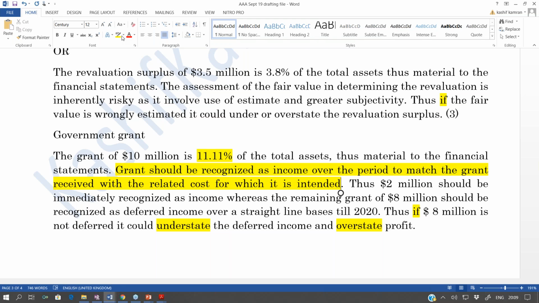Am I writing an ambiguous answer? Am I writing an incomplete answer? Or am I writing it as a very specific answer around the case study given? So how many marks have we scored so far on the numbers? 3 from the revaluation and 3 from the grant. So how many marks we got? 6.